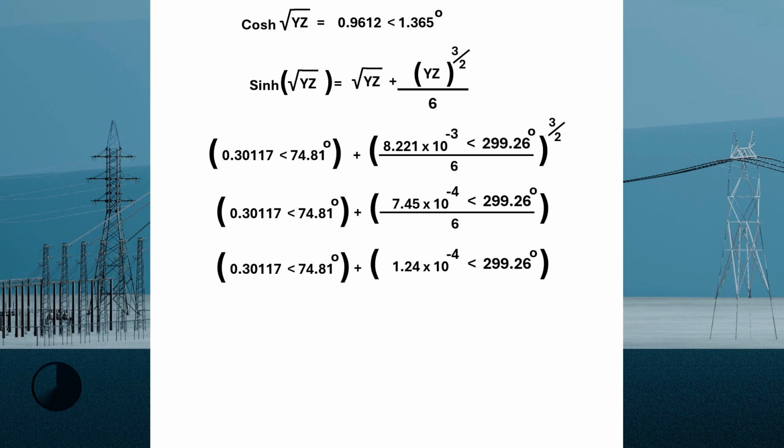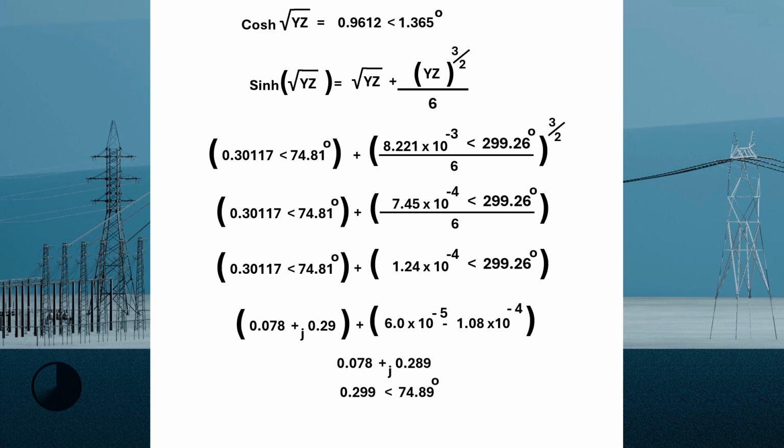Again, in order to add them both, we will need to convert from rectangular form to polar form. Now when converted, we will have this here. Now we can add both. When added, our answer will be 0.078 plus j 0.289, and when finally converted back to polar form, our answer will be 0.299 at an angle of 74.89 degrees.